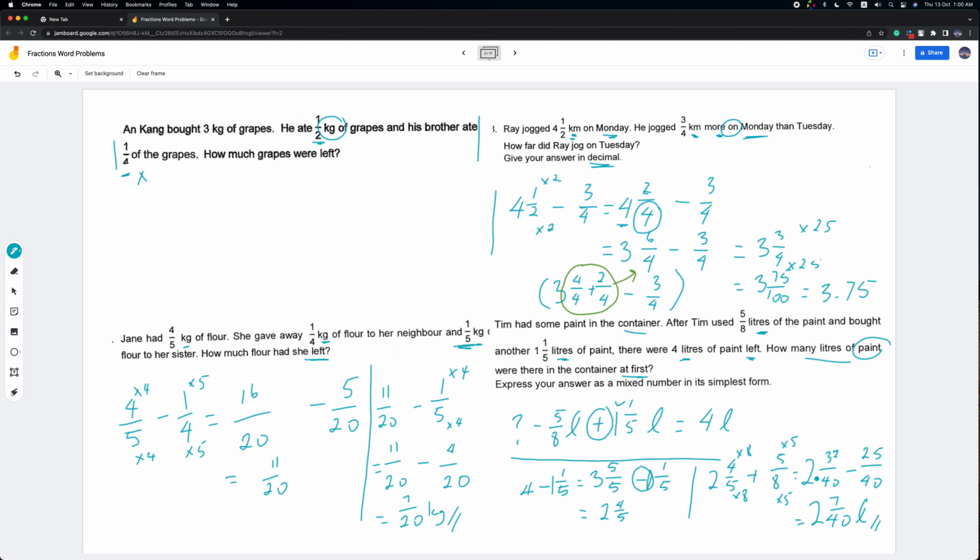And do not forget, if you're working with fractions, always give your answer in simplest form and make sure it's not an improper fraction. Okay, so we have come to the end.